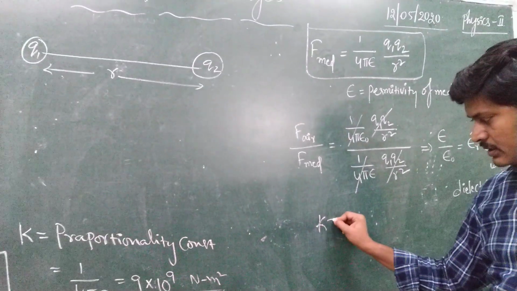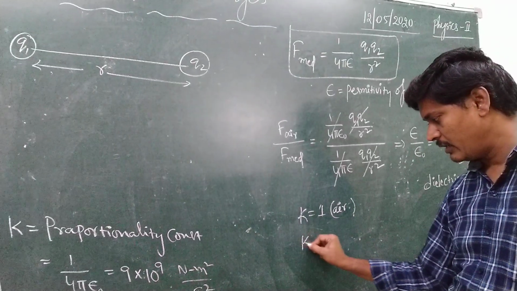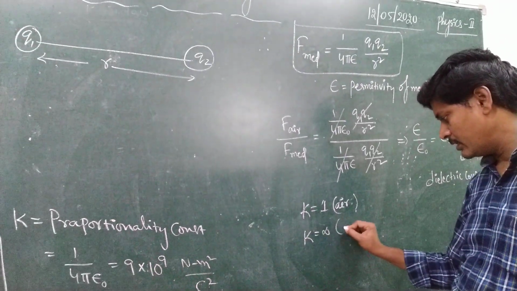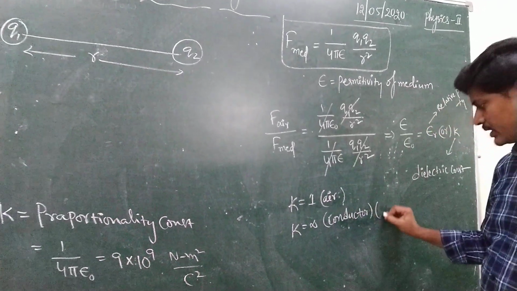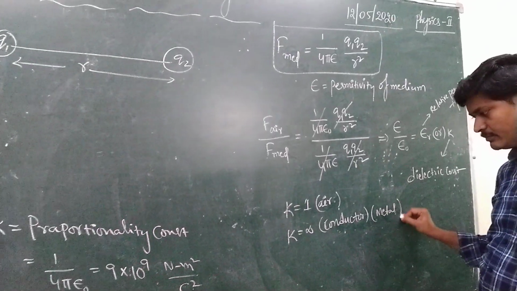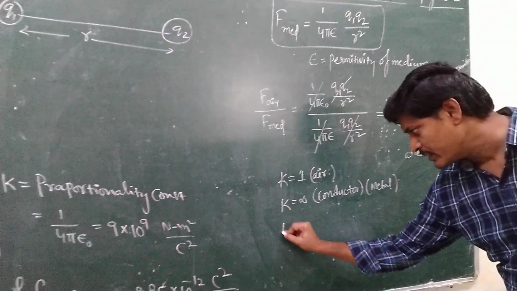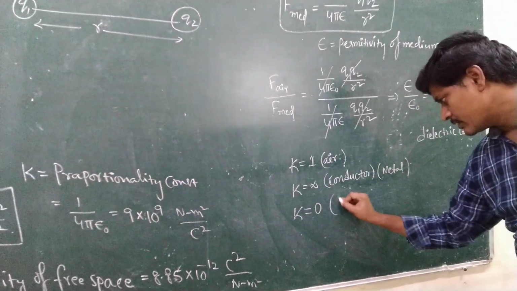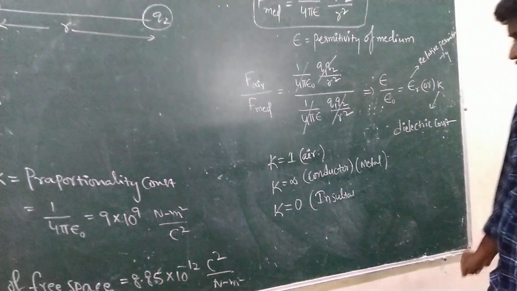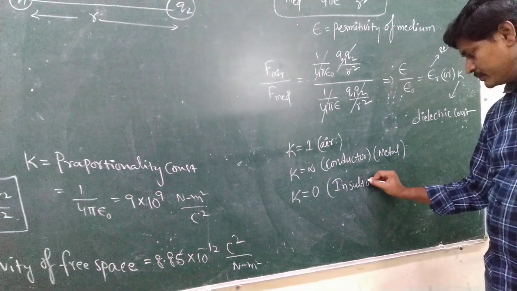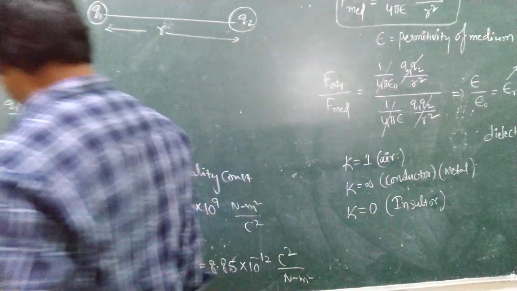Here the K value is equal to 1 whenever air is present between two charges. Here the K value is equal to infinity for a conductor, any conducting material, for example metals. So this is the dielectric constant value, which depends upon the nature of the medium. The K value is 0 when an insulator is present, meaning the permittivity value is 0. An insulator does not allow any electric lines of force between two charges.